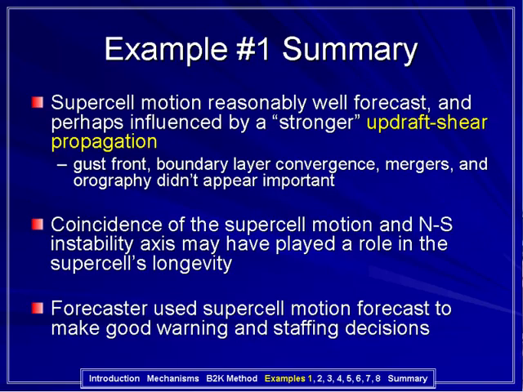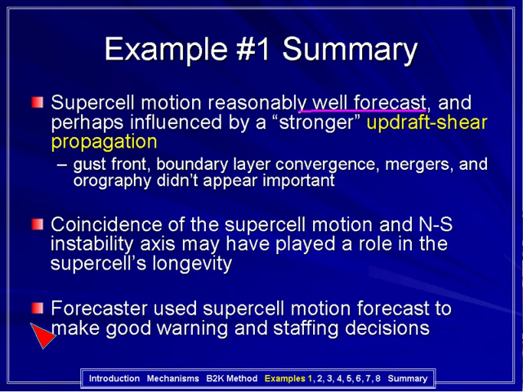Well, this first example shows that the supercell motion was reasonably well forecast, and it was a little bit farther to the right of the shear vector than predicted, but not too far. And part of that deviation could have been due to this updraft-shear propagation. So instead of the typical 7 to 8 meters a second to the right, it was more like 9 to 10. We didn't notice any of these other propagation factors being important. The hodograph suggested a southward moving storm motion, which was along this instability axis, and indeed the storm lasted about 5 hours, and that, because of the coincidence of these two, may have led to the longevity of the storm.